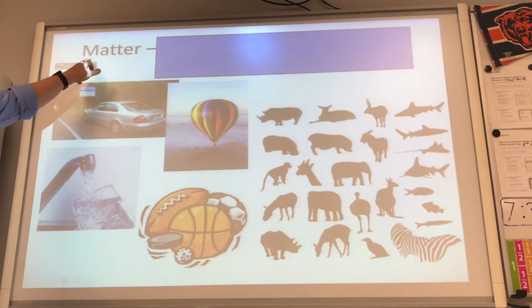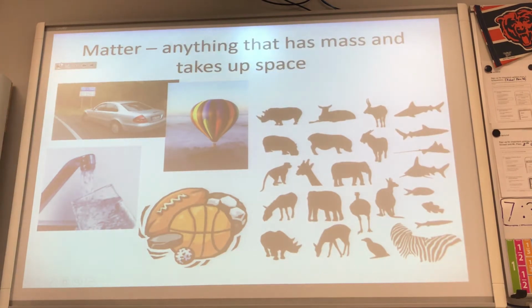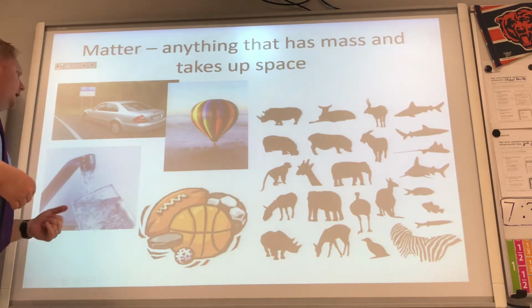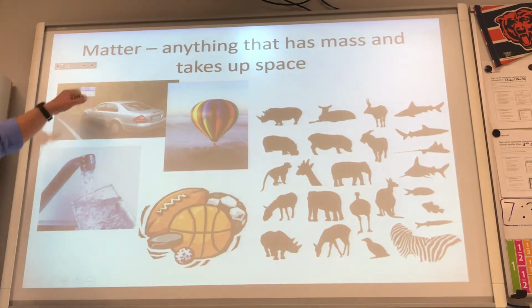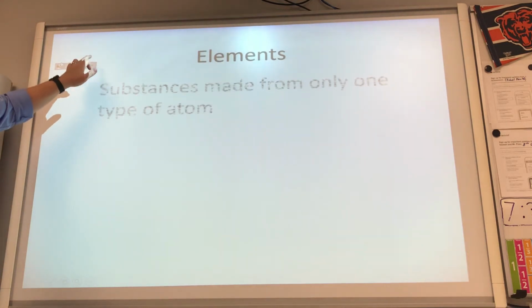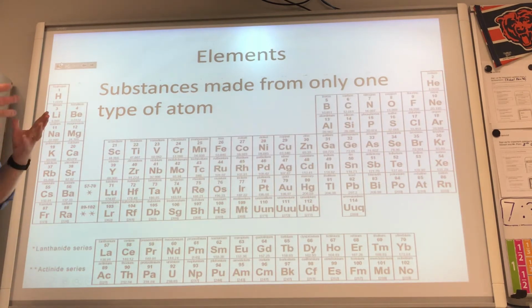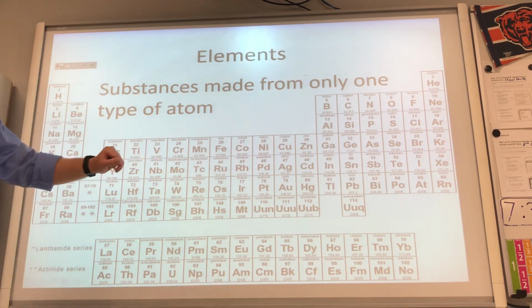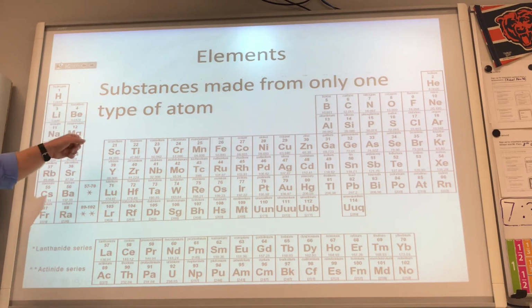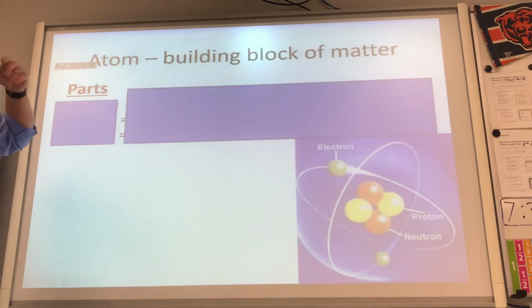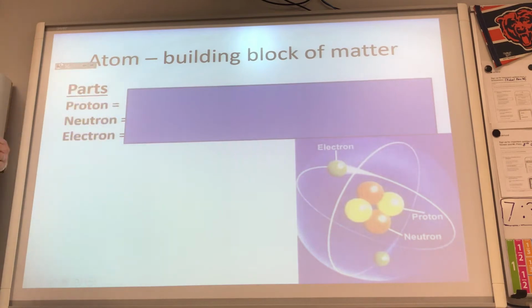So, matter. Anything that has mass and takes up space. Air is matter. Animals, sports equipment, water, vehicles, your desk, you, all that is matter. Elements, substances made from only one type of atom. Remember, we talked about it was like building with all the same size and color red block. That would be an element. These are the elements. They're on the very back page. We even talked about what that 4, what that 21 meant. Okay? Then the last thing we got was the parts.